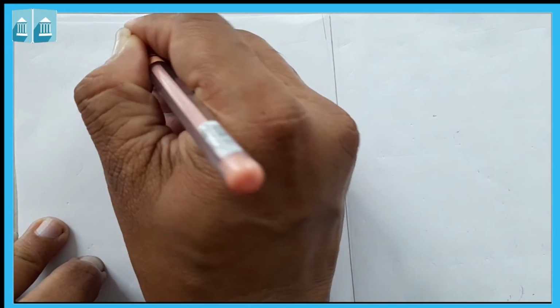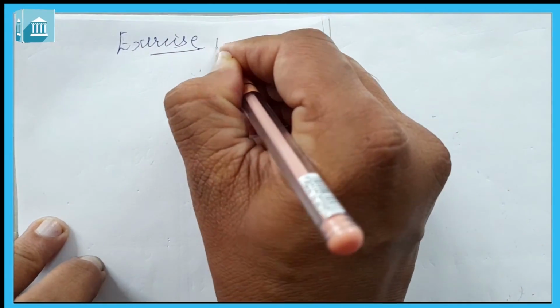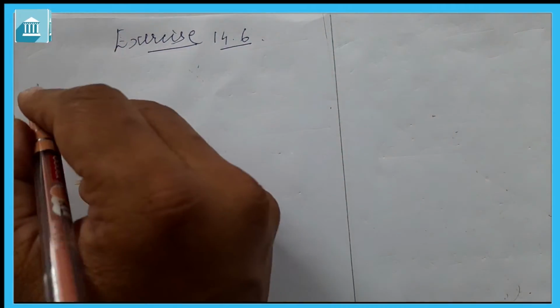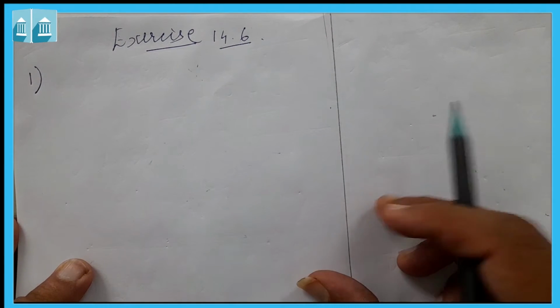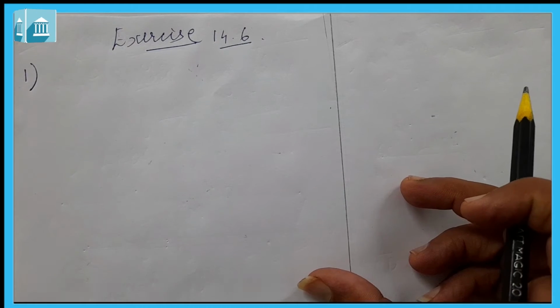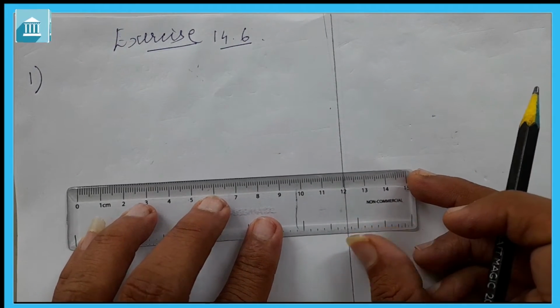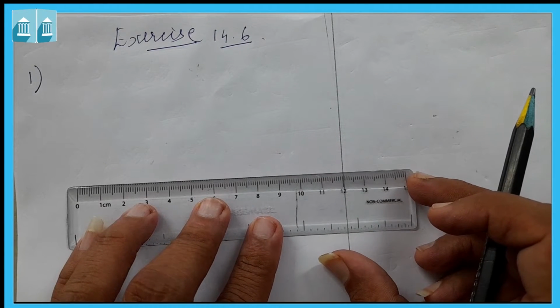Now let us see exercise 14.6. In that let us see question number 1. Question number 1 is draw angle POQ of measure 75 degree and find its line of symmetry. First we have to draw angle POQ of 75 degree. And then we have to find its line of symmetry.